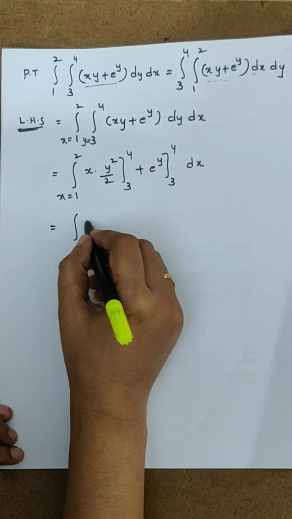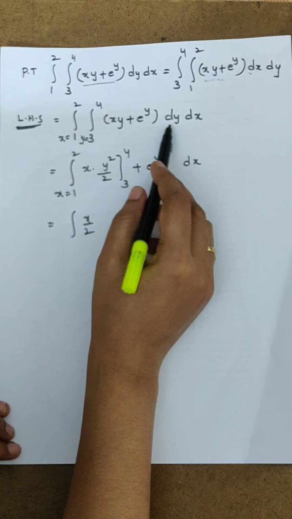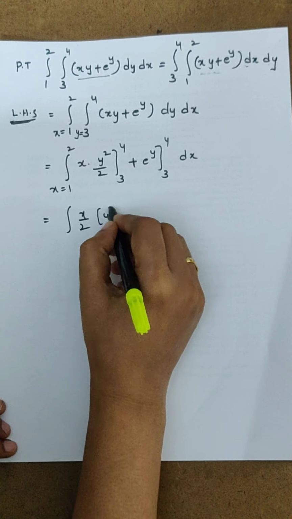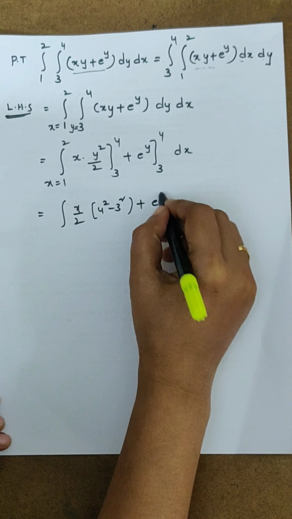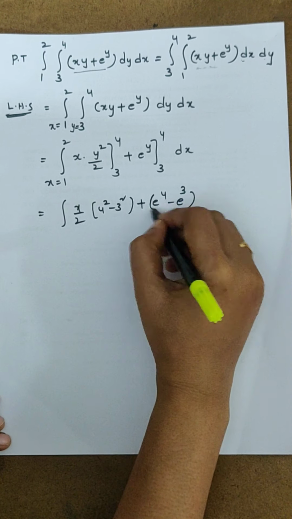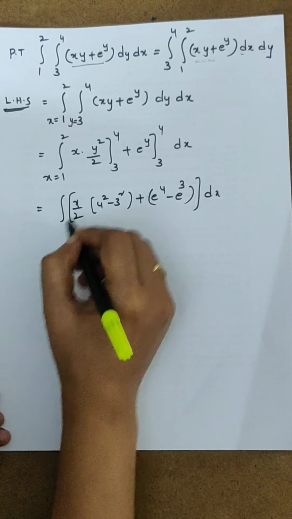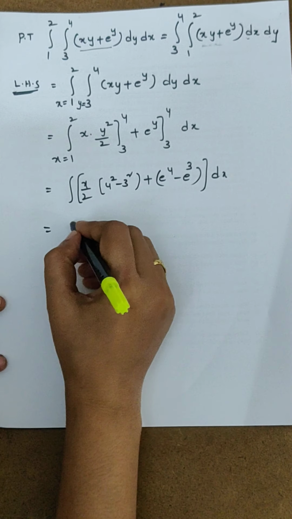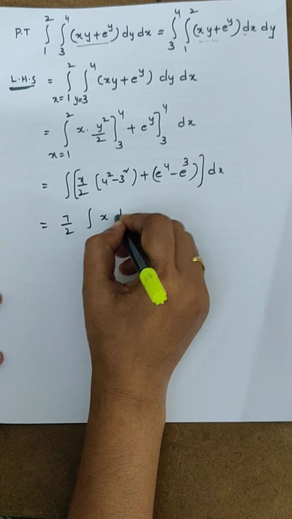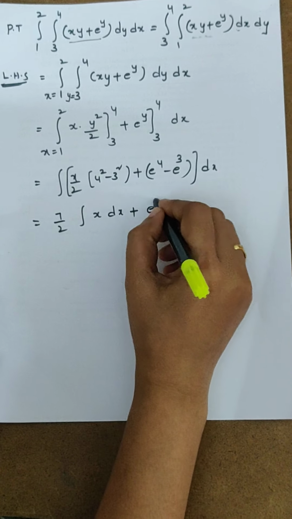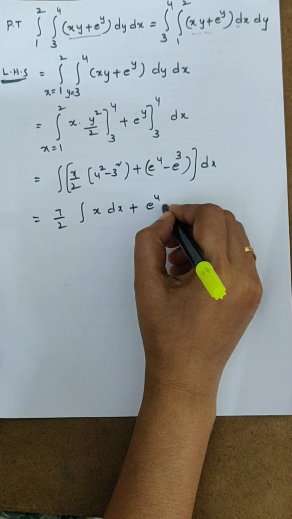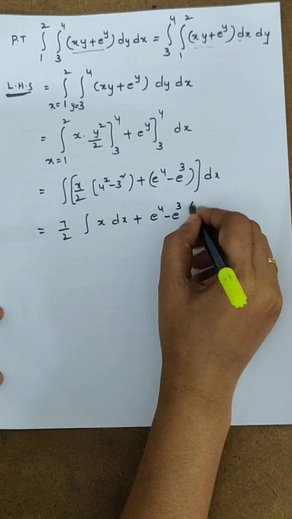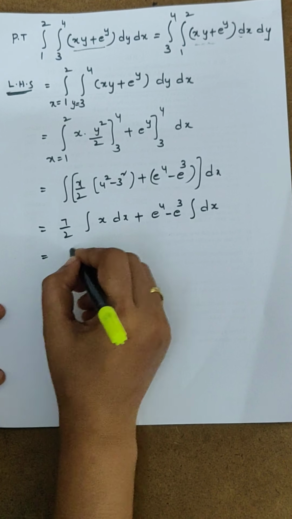It is equal to integral of x by 2. Here integration with respect to y is over. So in place of y we have to do the limit substitution. So 4 square minus 3 square plus e^4 minus e^3, dx. Here 4 square minus 3 square is 7. So 7 by 2 integral x dx plus (e^4 minus e^3) integral dx.